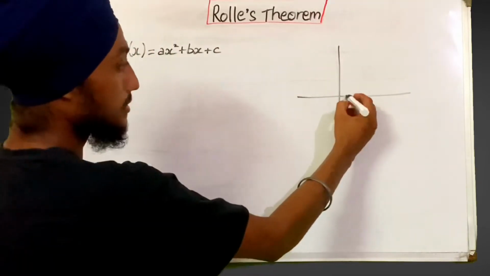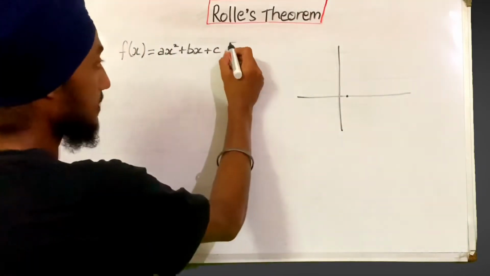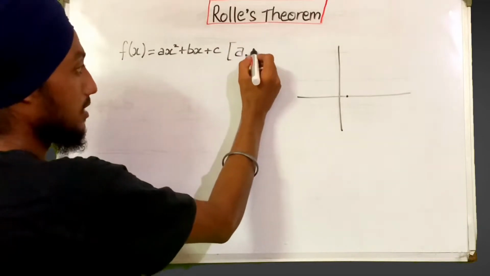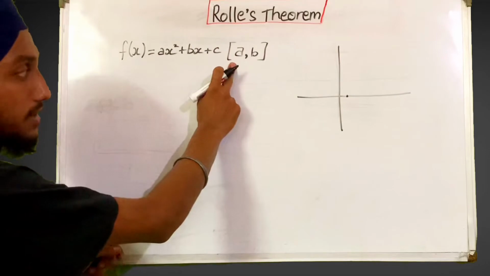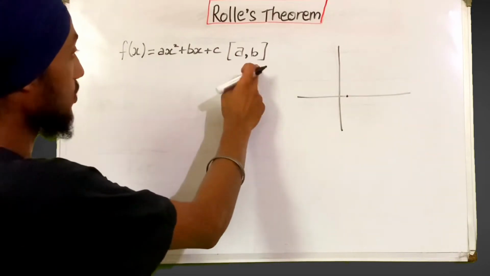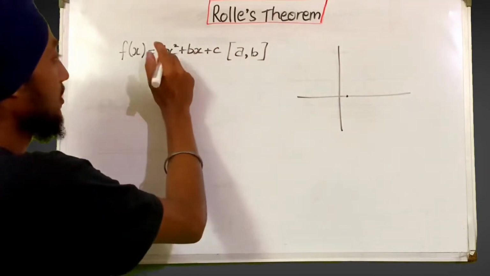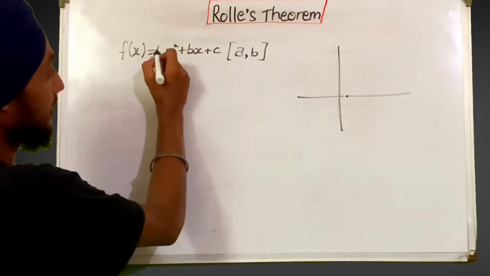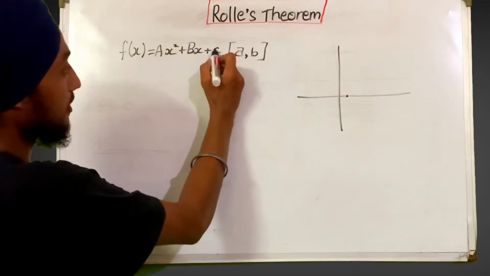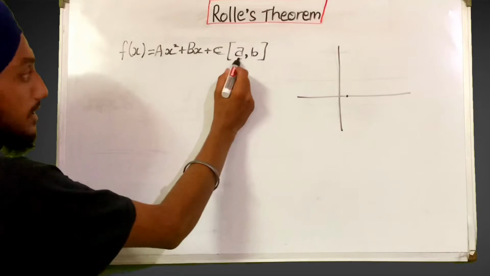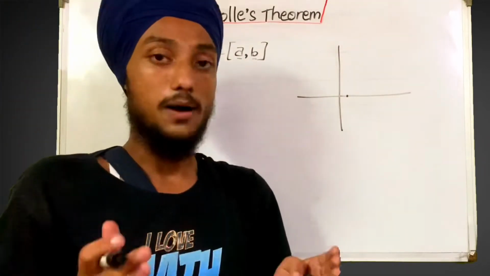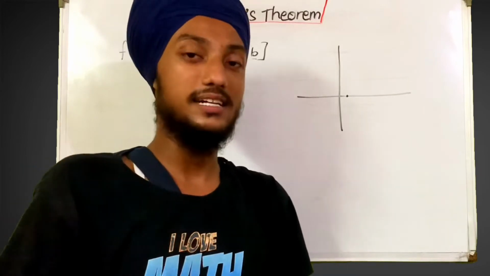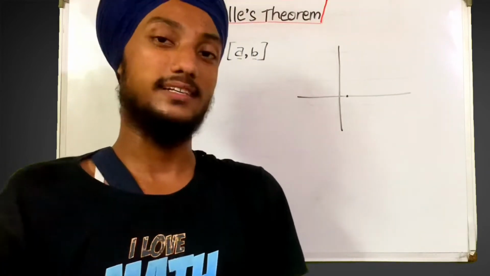Let's suppose we are considering ourselves only from a to b, we are taking the value of x starting from a to b. It can be any a. So these are the intervals on which we have to apply our Rolle's theorem. So let's see what Rolle's theorem exactly tells us.